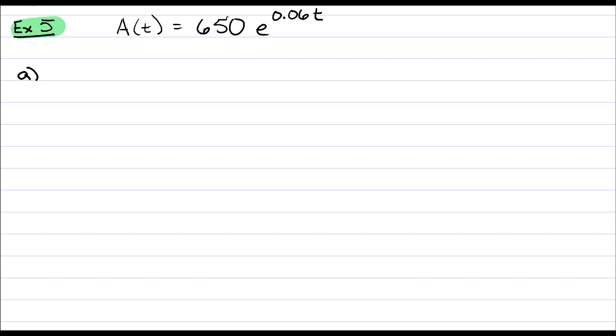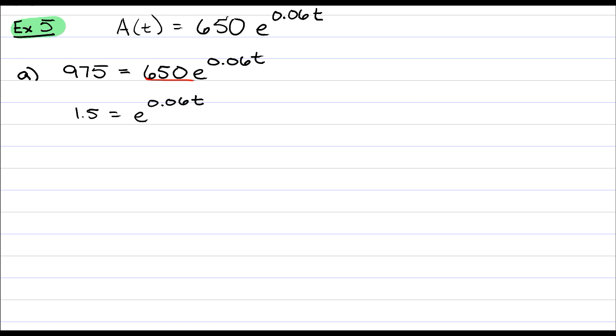So in part A, we want to know how long it takes for the value of the account to be $975. So that means we plug 975 in for A of t, which is, again, the value. So that gives us this equation we need to solve. So part 1, I divide both sides by 650 to get rid of that. And I believe that's going to give me 1.5 equals e to the 0.06t.